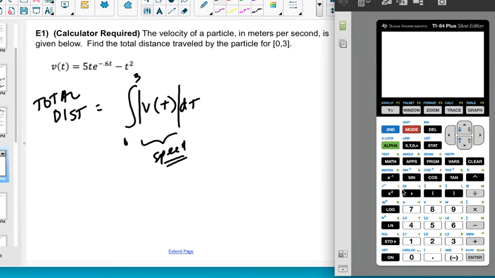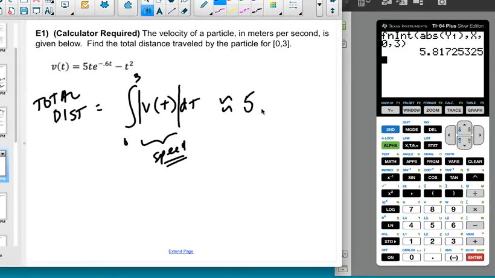So what I want to do is I want to do math, 9, and I want to integrate, so I'm going to go to math and go to abs, which is under number. So absolute value of vars over to y vars y1. Okay, so I want the absolute value of y1, comma, with respect to x from 0 to 3, right? And I'm going to hit enter, and I'm going to get an answer. So the total distance is approximately 5.817. That's it.